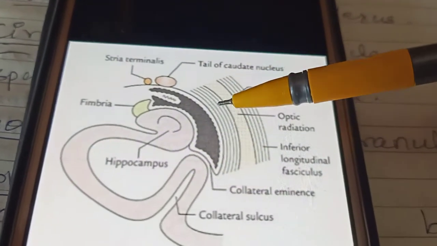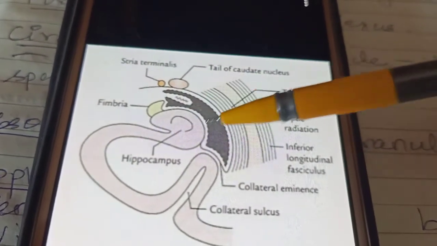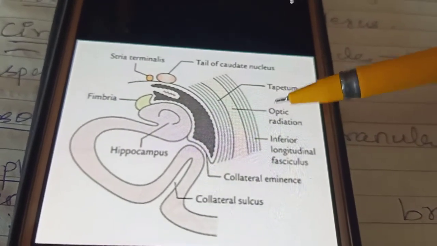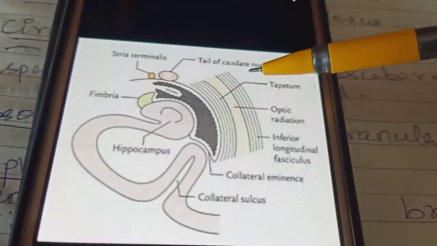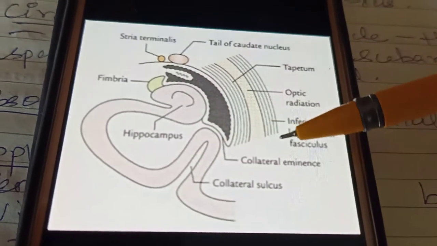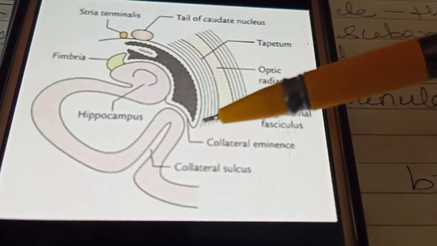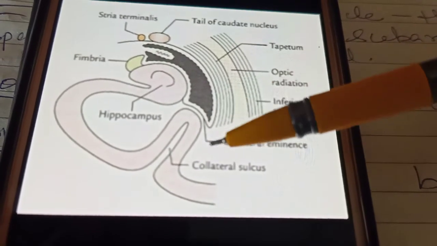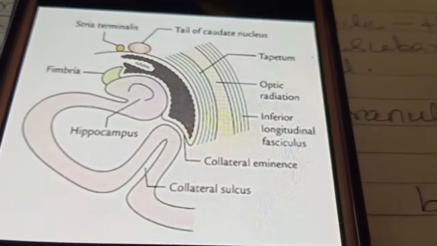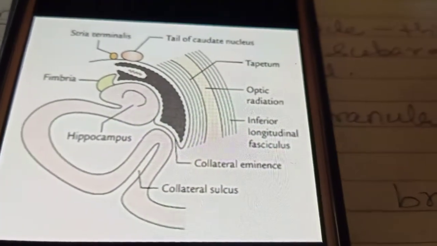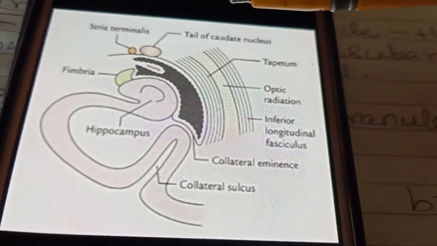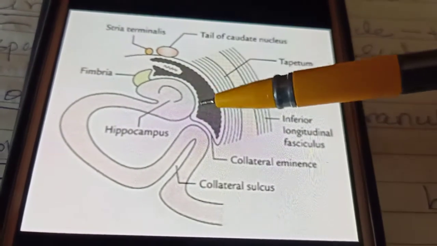The lateral part of the inferior horn is formed by the tapetum, and the medial part is formed by the tail of the caudate nucleus and the stria terminalis. The floor, from lateral to medial, is formed by the collateral eminence, collateral sulcus, the hippocampus, and the choroid plexus. So this is the inferior horn.